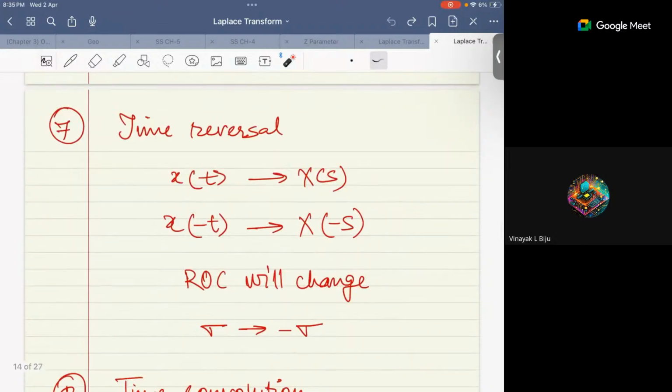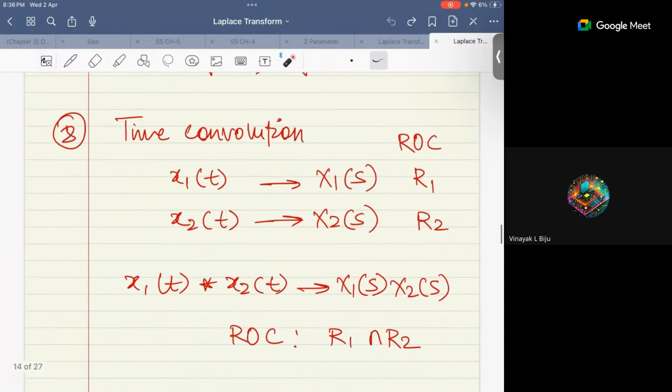Okay, so the next property is time reversal, and that is also the same. Like in the Fourier transform, you have dealt with that. If you replace t with minus t, in the Laplace transform s gets replaced with minus s. And since there is a change in s, sigma will get replaced with minus sigma. Pretty simple. The next property is the convolution.